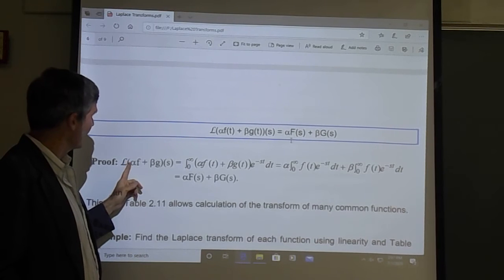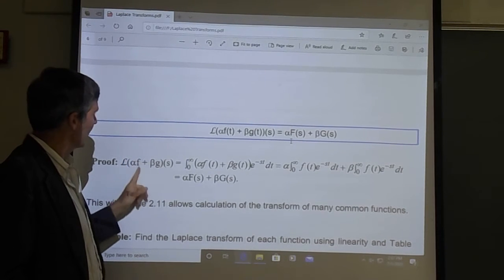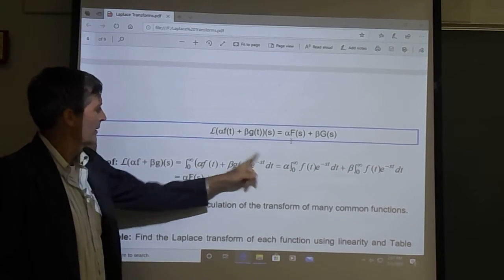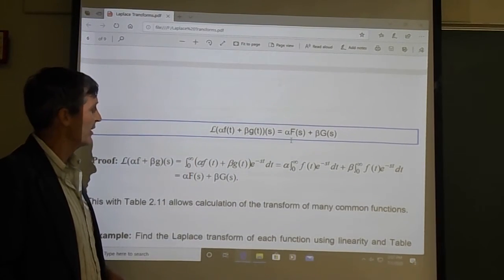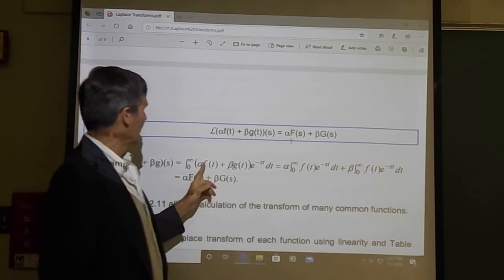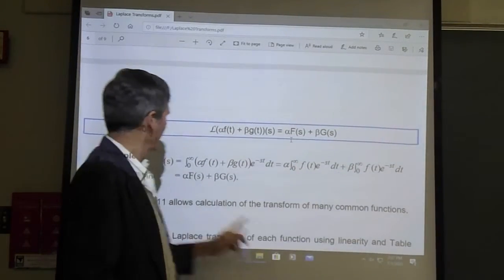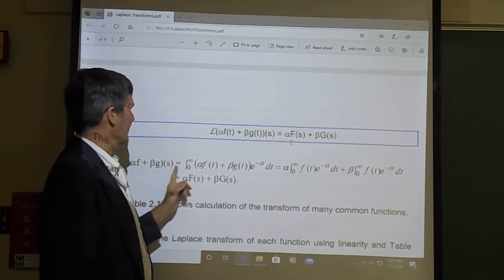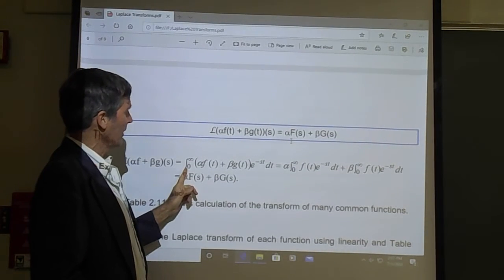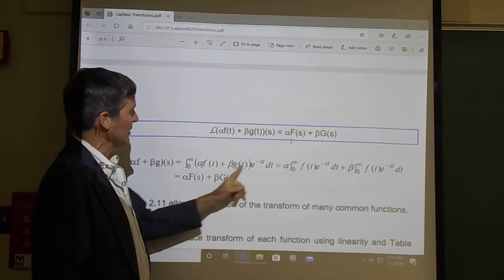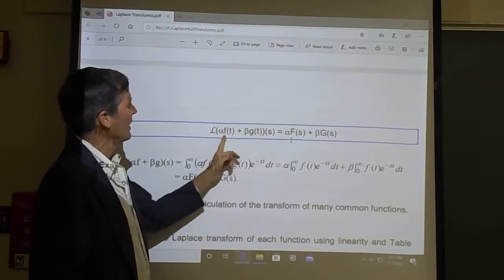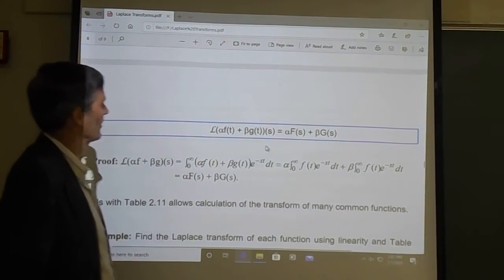If you take an integral of e to the minus st times this, well, there it is. There's the Laplace transform's definition. The integral of the sum is the sum of the integrals, and you can pull the constants out. And so that's all this is. This is just a statement that the integral of the sum is the sum of the integrals, and you can pull constants out. It gives you this linearity theorem, as we call it.